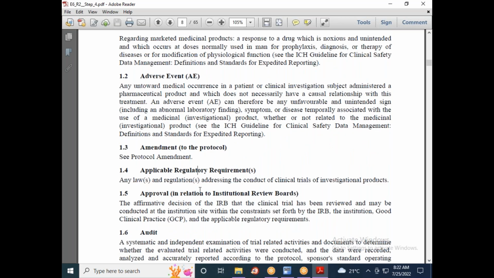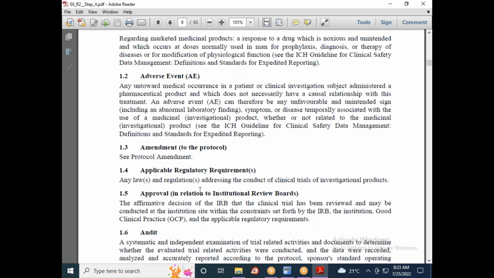Applicable regulatory requirements. What all the regulatory authorities do we have? CDSCO for India, okay. US FDA for the US. TGA for Australia, Therapeutic Goods Administration. MHRA for the UK.